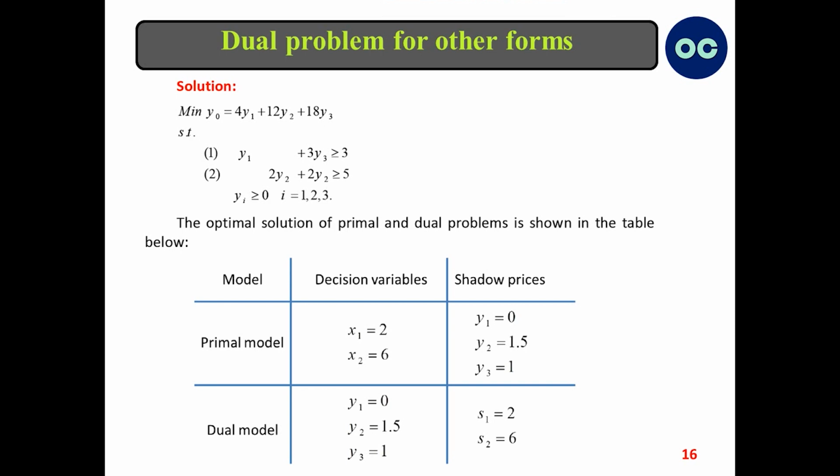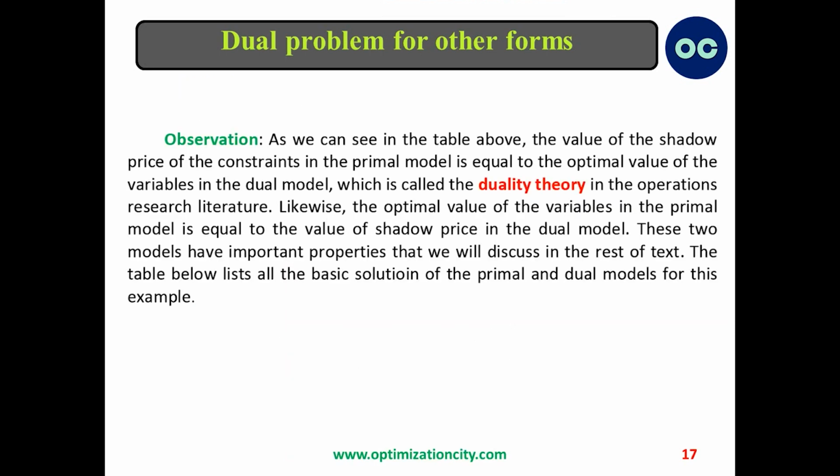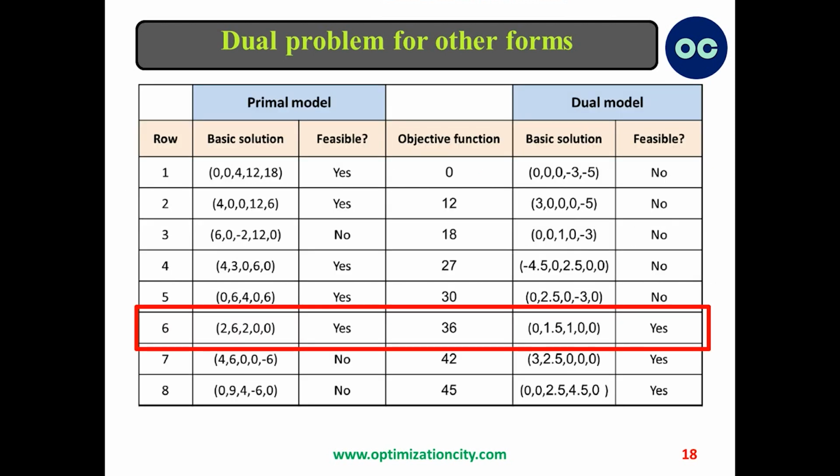This is another point we should consider. I write the observation here. This is another observation we should consider. The following table provides a list of all basic solutions for both primal and dual model in this example. Looking at the above table, we notice that there is only one case where the solution of both the primal and the dual is feasible.